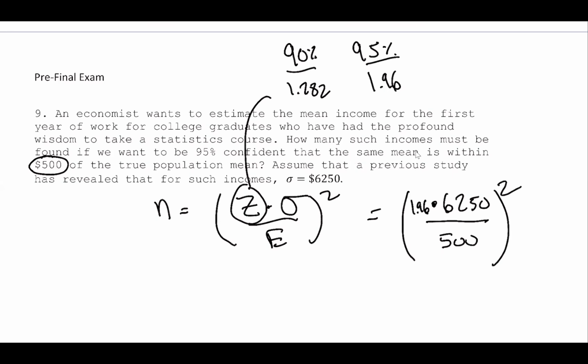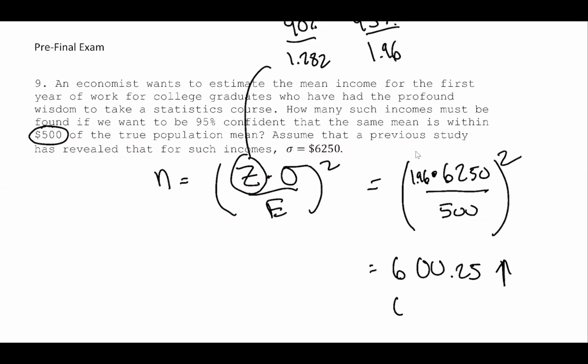All right, I'm going to work this out on my calculator. So 1.96 times 6,250 divided by 500, and we square. If you do this in your calculator, you should get 600.25. But remember, since this is the sample size, we always round it up, and we round it up to 601. So that's your answer for 9. Any question for 9?